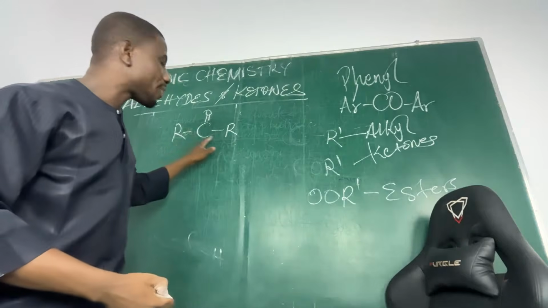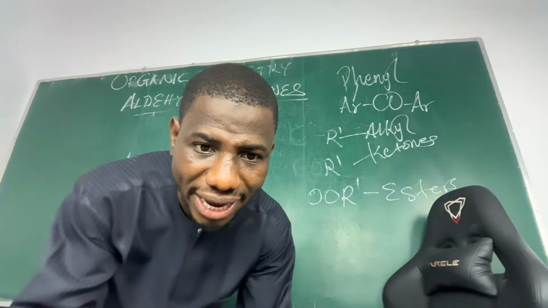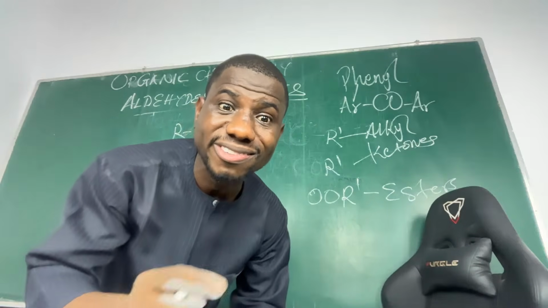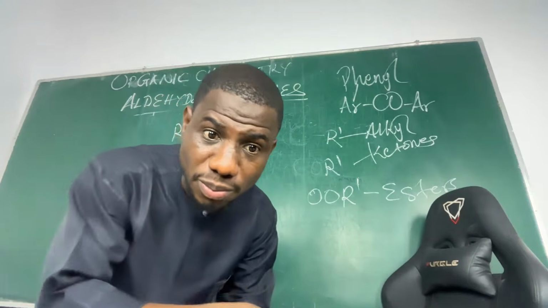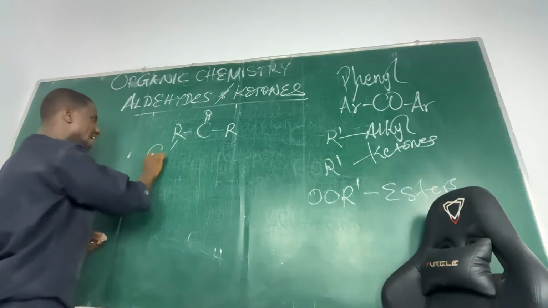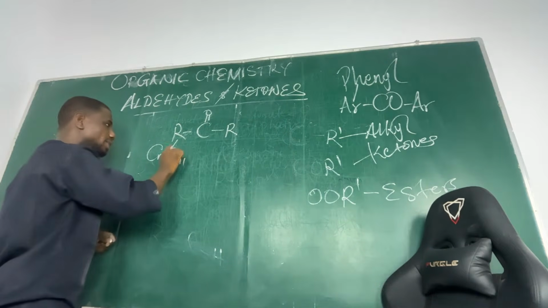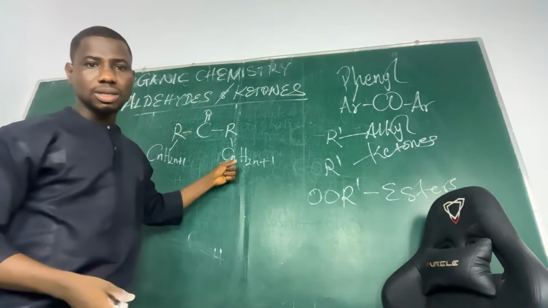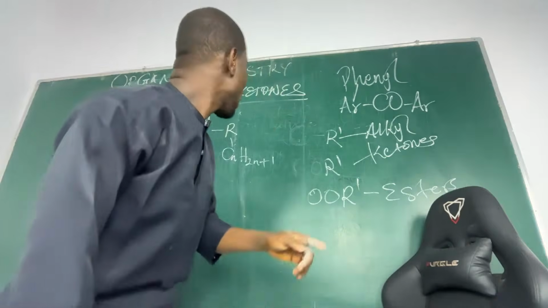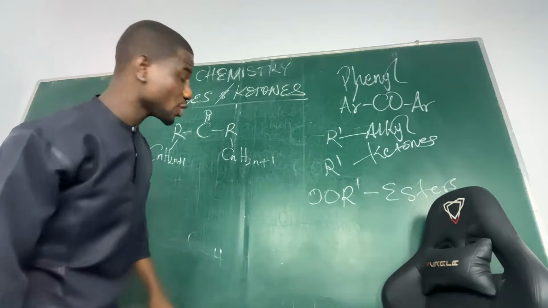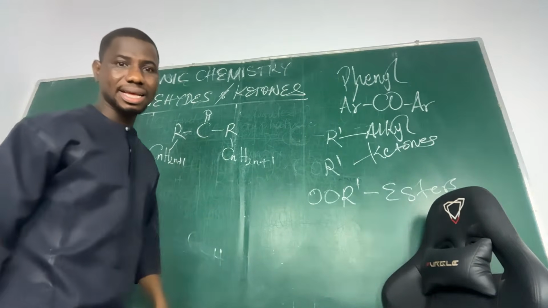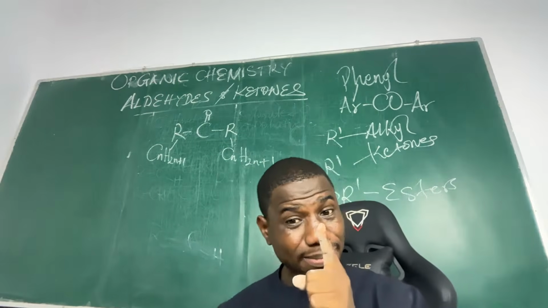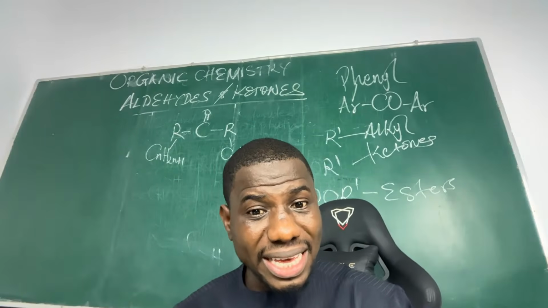Now this R represents what? An alkyl group, right? Do you agree with me? An alkyl group is represented with the formula CnH2n+1. That means carbon must be present. So this is CnH2n+1, and this is also CnH2n+1. This C represents what? It's not carbon. So if you look at this now, how many carbon are you seeing minimum? It was 1, 2, 3. Does that make sense to you?